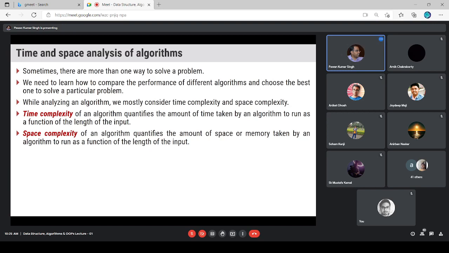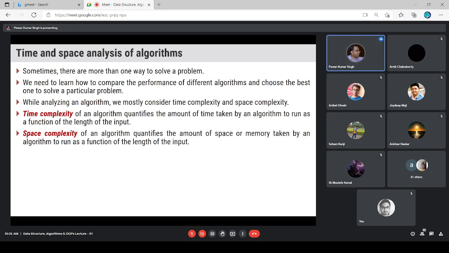Suppose I want to insert an element into an array. For inserting an element into an array, you can write two or three different types of algorithms. You may use a function. You can also solve that problem by using a function. You have designed a function for insert, and you can call that function in your main program.